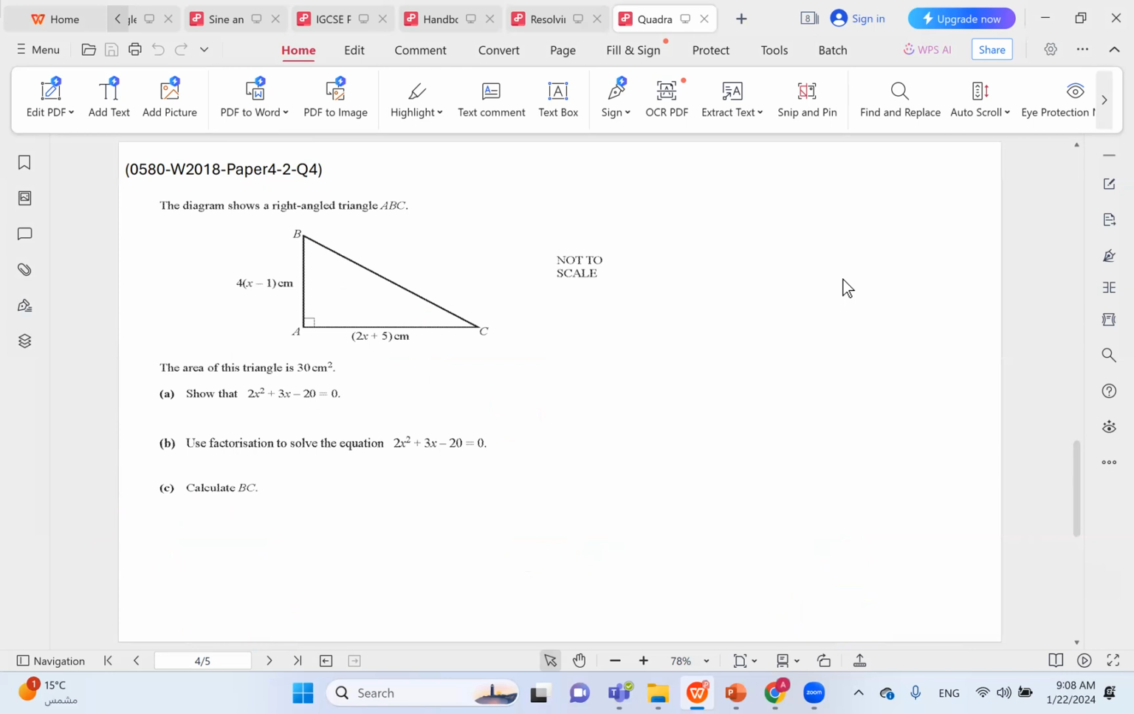The next problem is similar to the last one, but here we have a right angle triangle again. And we are told that the area of this triangle is 30 centimeters squared. So we are supposed to derive a quadratic equation. Now this is not exactly a Pythagorean theorem, but it's still right angle triangles. So how do we get the area of a right angle triangle? The area is half times base times height. So in this case, the area is 30. How did I know that the area is 30? Because they said right here, the area of the triangle is 30.